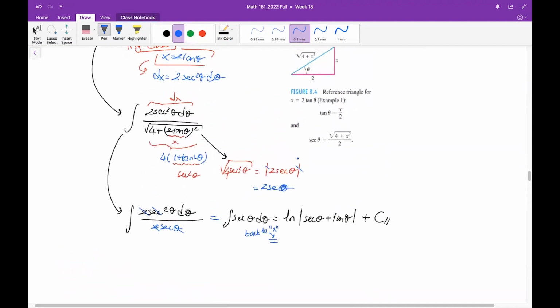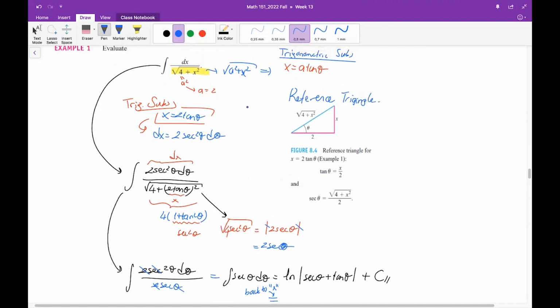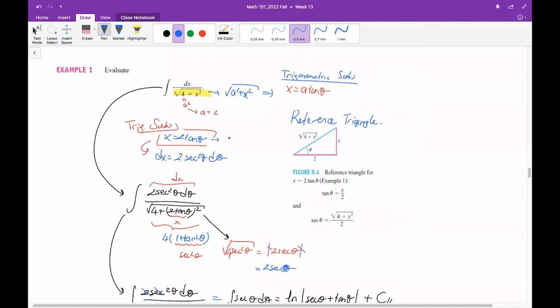You will be drawing a reference triangle, which is given here. This is the reference triangle that we should use. How do we draw it? Because here you see that tangent theta is x over 2. So how do you draw a right triangle? By reading this trigonometric function. Tangent theta is opposite edge divided by the adjacent edge. So these two pink edges give you this tangent value. And then the hypotenuse is obviously square root of 4 plus x squared, theta is here.